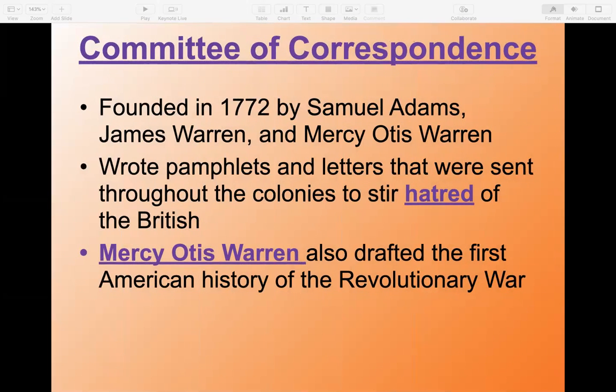And we're going to go right over to the Committee of Correspondence, founded in 1772 by Samuel Adams, James Warren, and Mercy Otis Warren. They wrote pamphlets and letters that were sent throughout the colonies to stir hatred of the British. Mercy Otis Warren also drafted the first American history of the Revolutionary War.